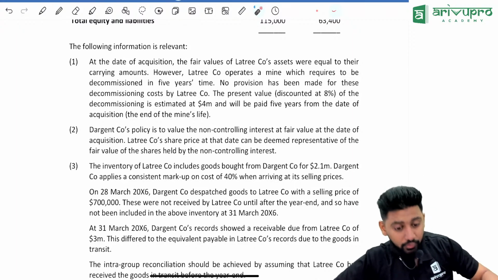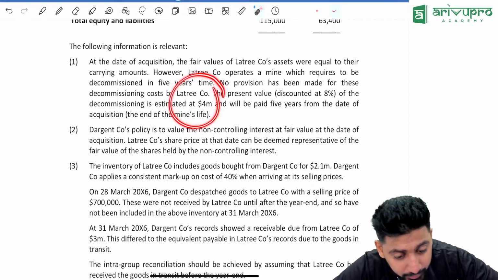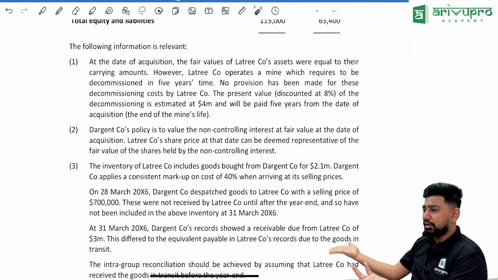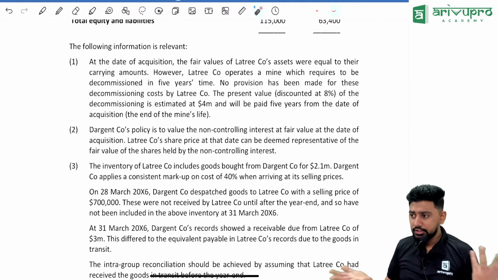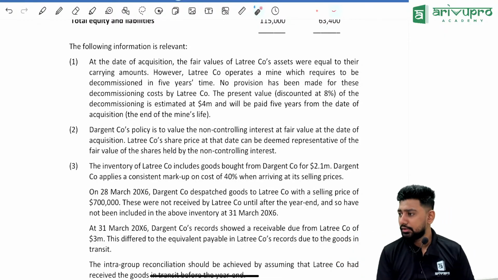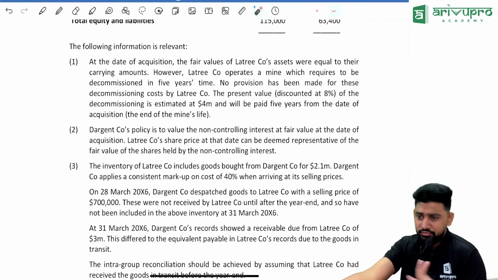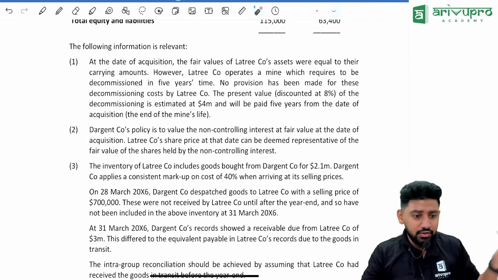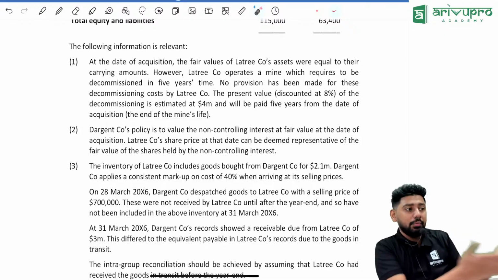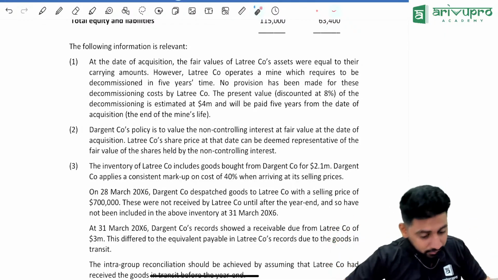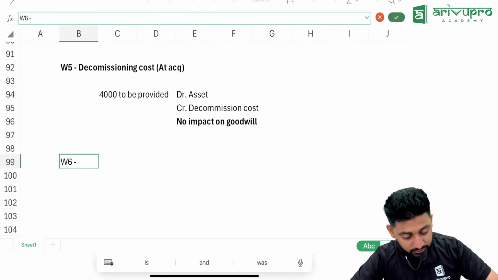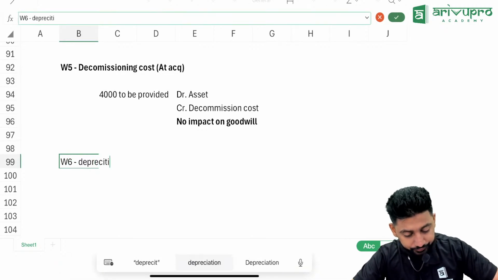So here also what is happening, there is 4 million and you are going to pay it over 5 years. So therefore decommissioning cost has to be depreciated. Now all of a sudden you think, okay, what the hell is this? No, it's simple. Whatever the accounting treatment we did earlier, we have done it. Yes, we've done it. That was one of the first questions that I did if you followed my recordings, my dear. So coming back, you have decommissioning cost done. Working number 6, depreciation.